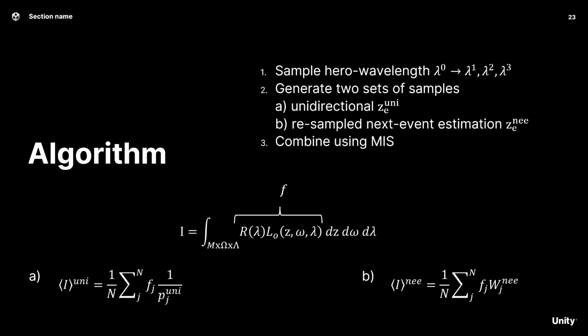So now we have gone through points 1 and 2: we sampled the Hero wavelength, we generated two sets of samples, and we looked in detail at how to generate the resampled next event estimation samples at E and EE. Now we want to combine both the unidirectional samples and the resampled next event estimation samples through MIS. To that end, we define the MIS weights W. The weights will be a little bit different for each of the sampling techniques. That is, we have weights for unidirectional sampling and we have weights for next event estimation sampling.